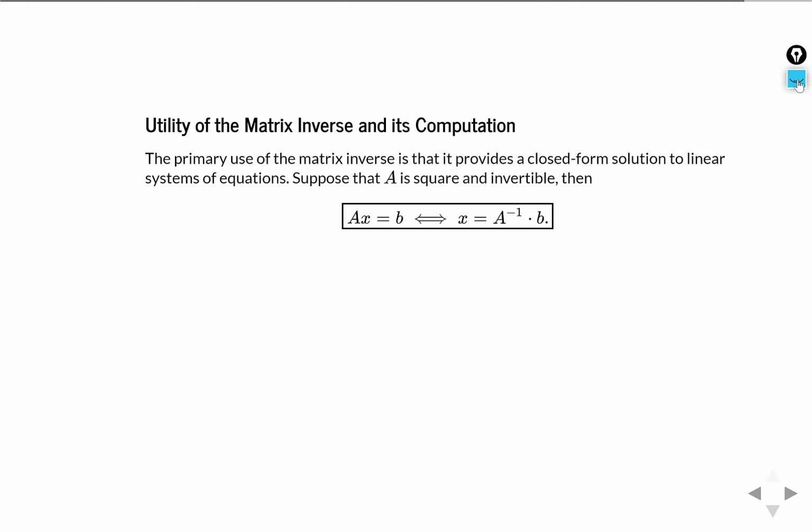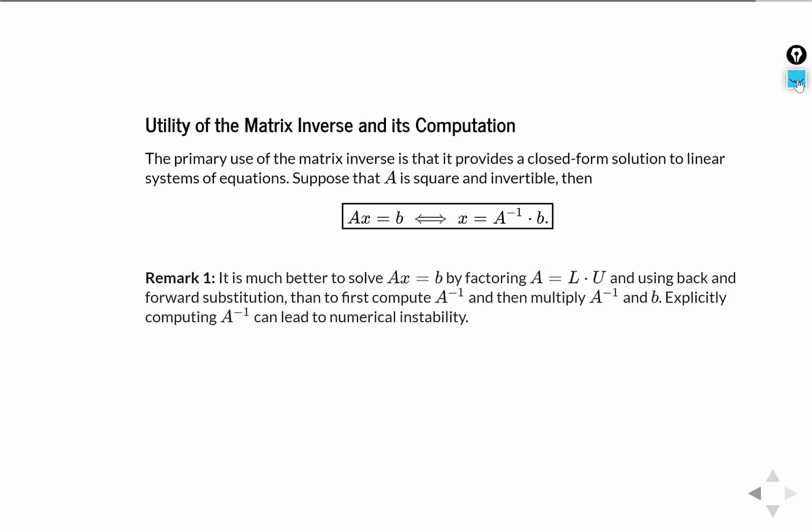The matrix inverse is useful for deriving closed form solutions to linear systems of equations. If we have AX equals B, then the solution is A inverse times B. However, we rarely compute A inverse in practice and multiply it by the right hand side. It's much preferred to compute the factorization and use forward and backward substitution. And the reason is numerical instability that might be caused by inverting A explicitly.